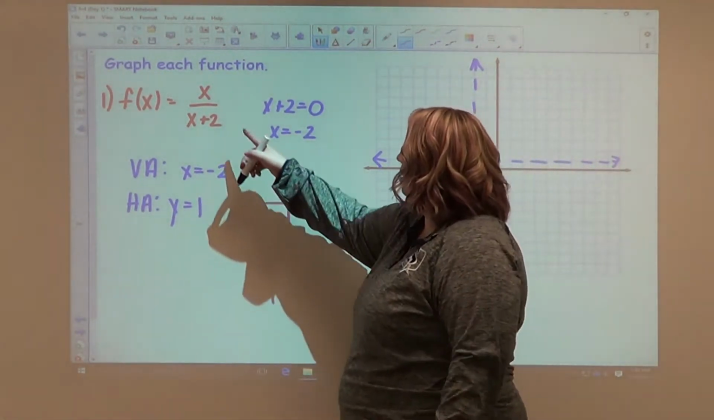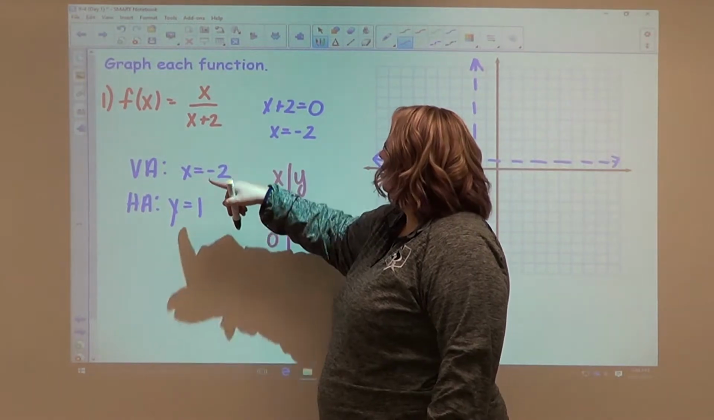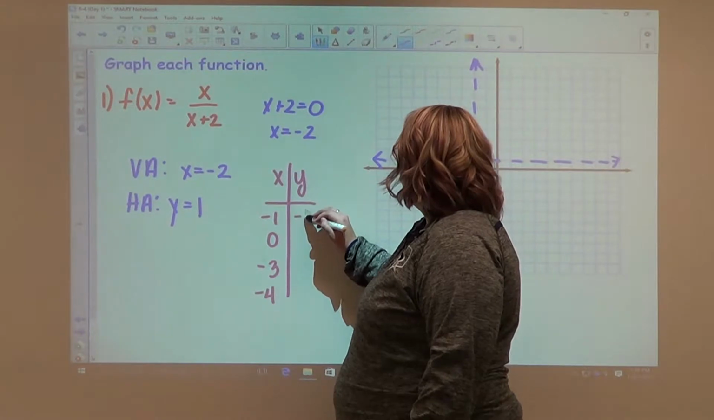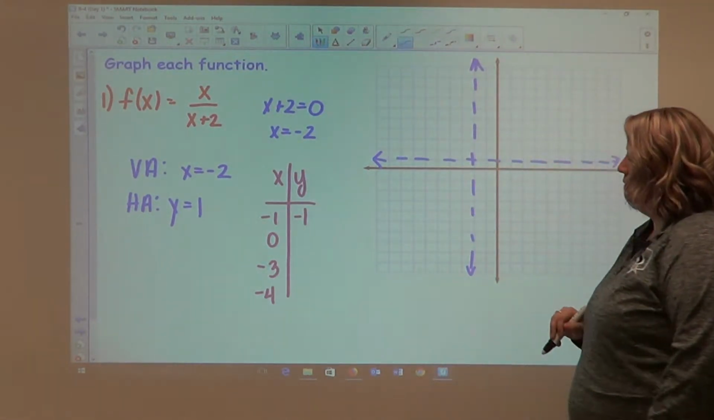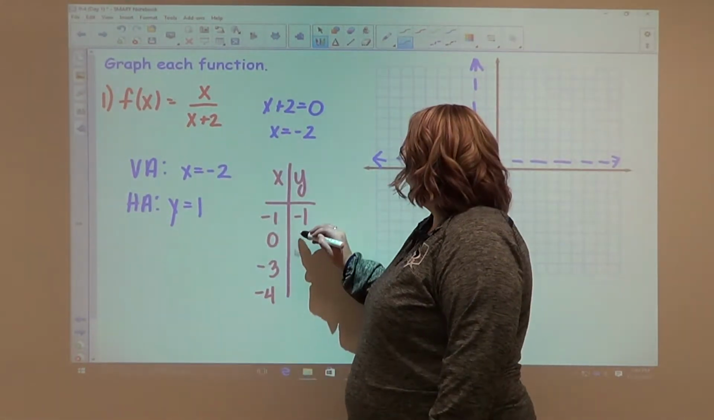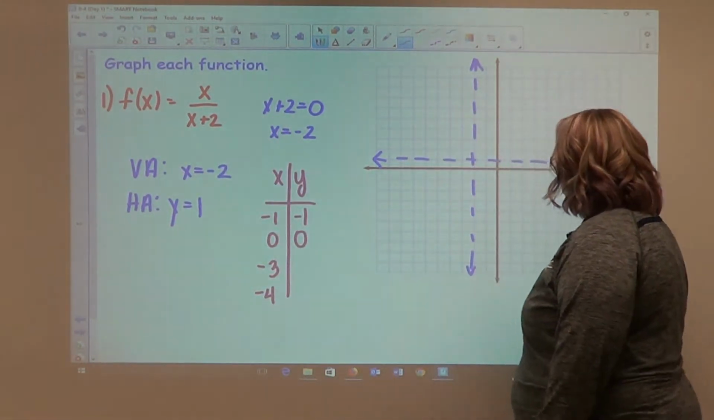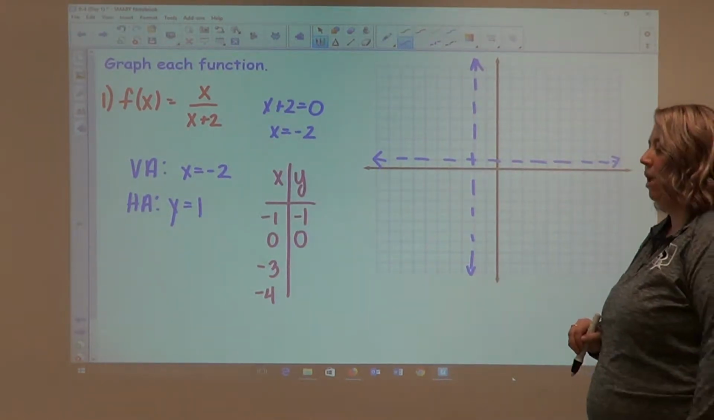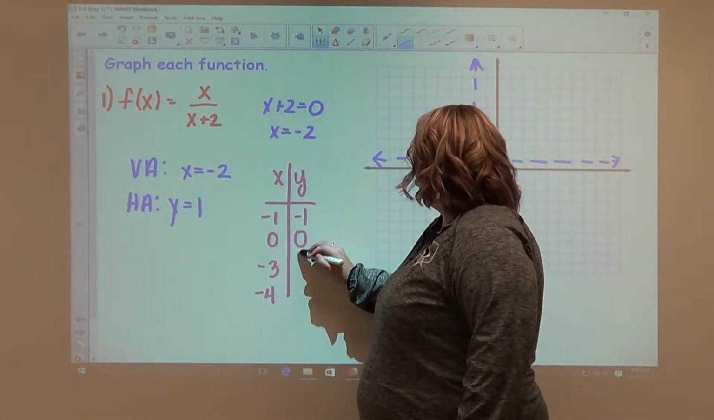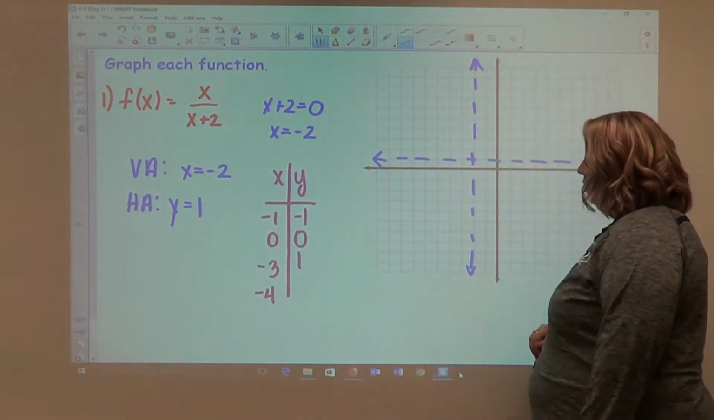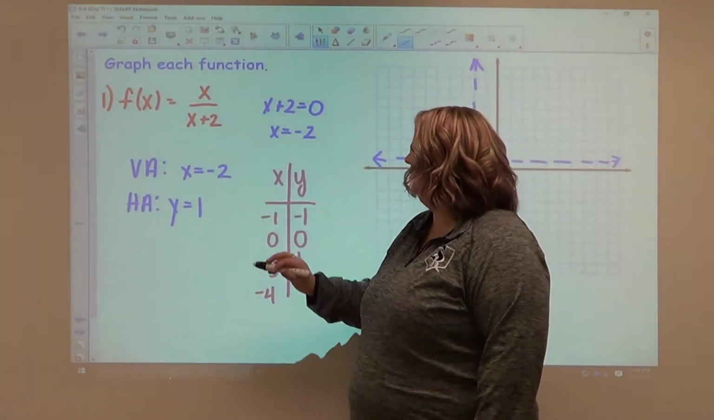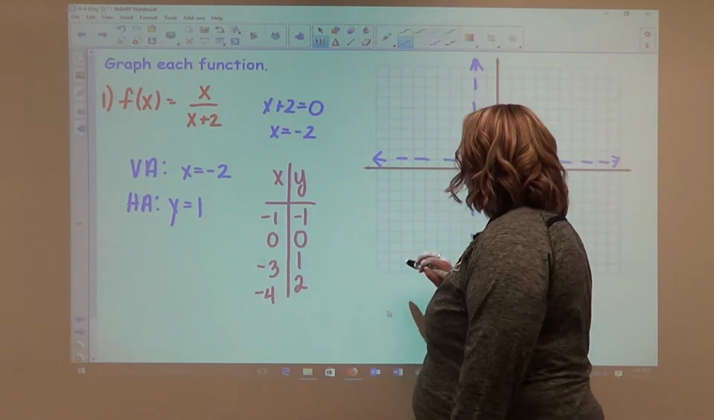So if I put in -1, this would be -1. Then I have -1 plus 2, which would be 1. So -1 divided by 1 is -1. If I have 0, I would have 0 divided by 2, which is 0. If I put in -3, I would have -3 divided by -1, which is 3. And if I put in -4, I would have -4 divided by -2, which is 2.